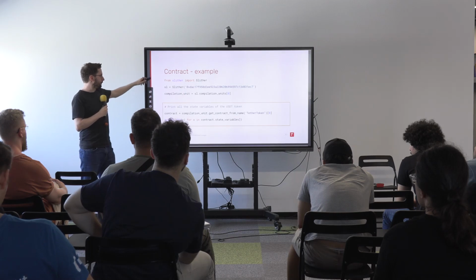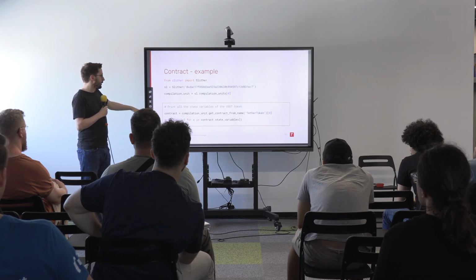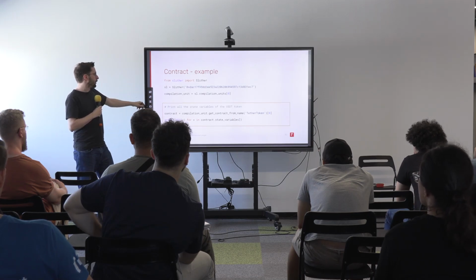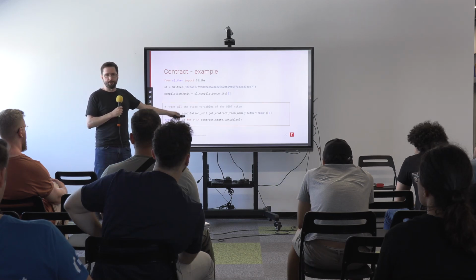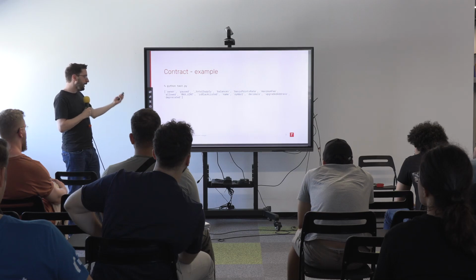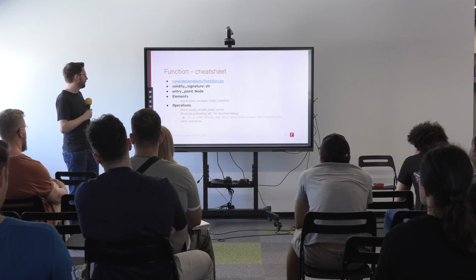An example, so again, the first three lines are the same as before. Here what we do, we load USDT, we take the contract called Tether token, and we print all the state variables. And here are all the state variables of USDT, nothing fancy here.